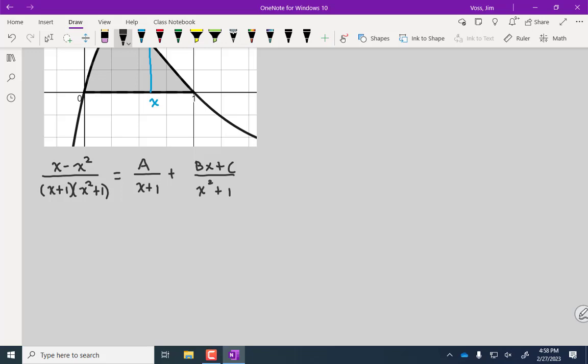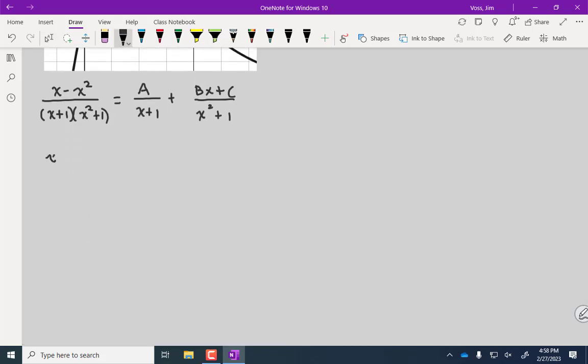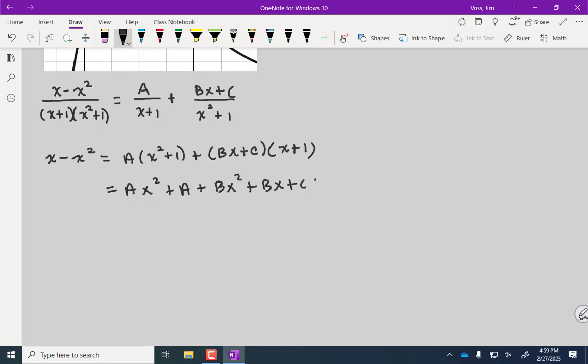All right, let's go through this and see what happened. So when we multiply the denominator on the left by the right-hand side, you should end up with that. And then we just have to expand the whole right-hand side. So expanding the right side, we get ax squared plus a. Foil this part out. So this is our polynomial.